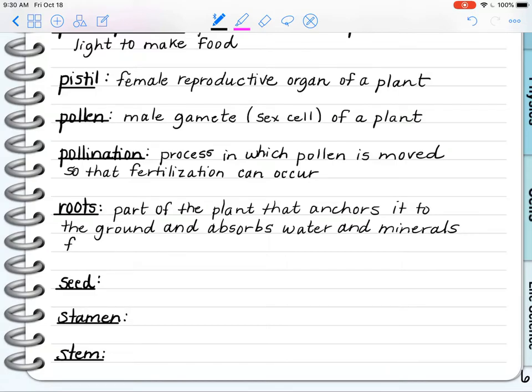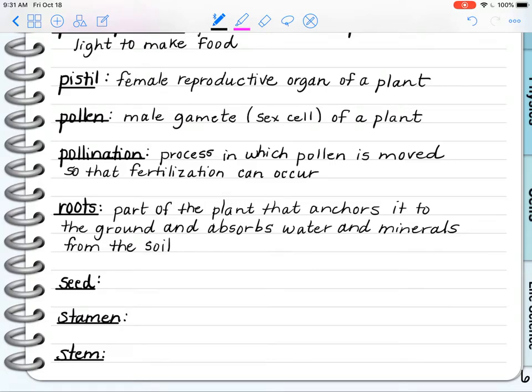So if the test asks you the two functions of roots, look for the verbs. What are the two things that roots do? They anchor and they absorb. That would be a good test question.